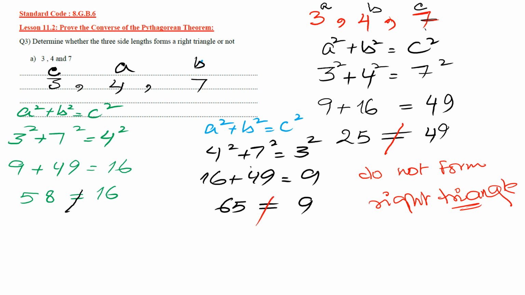So see, we tried to change and we tried each and every method to see whether the sum of the squares of the two sides is equal or not, and we found that they cannot form a right triangle. So let's try the other question.